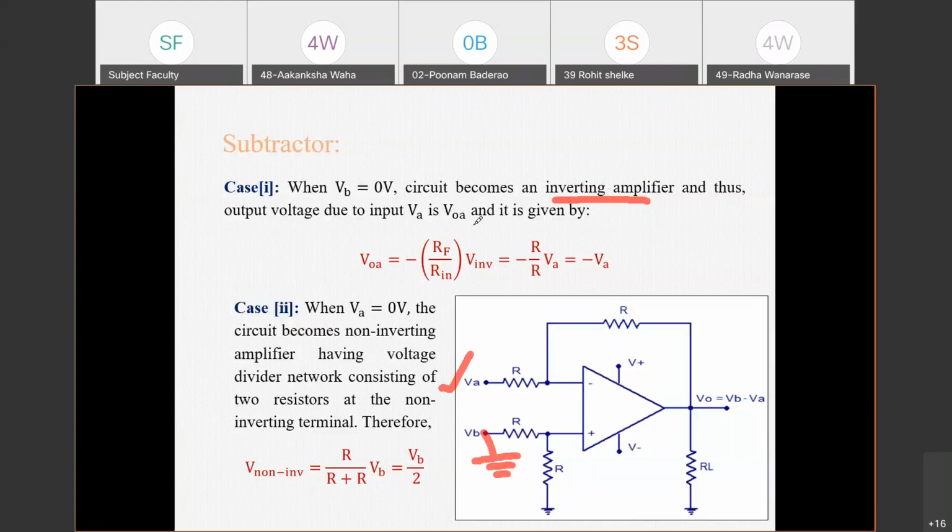Minus Rf upon Rin. Yes, it is minus Rf upon Rin. So now in this case, the output voltage due to VA is an important term again. The output voltage due to input VA, we have considered it as VOA. So VOA stands for output voltage for the input VA. You should remember this. Now in this case VOA is our output voltage.